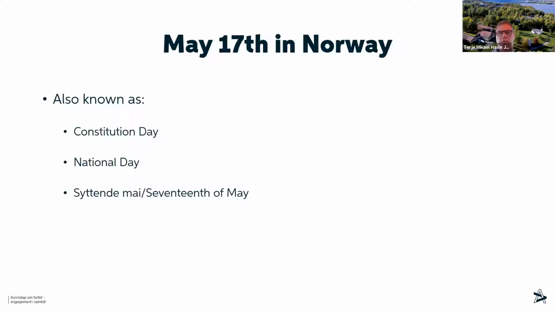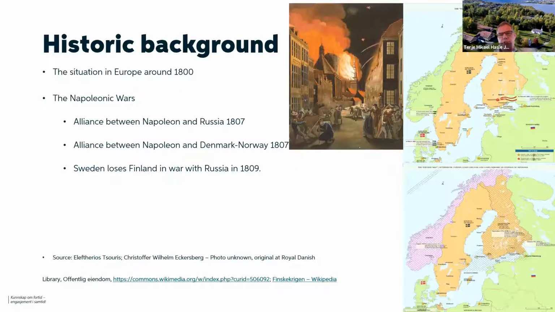So how did this all start? We have to go back around 200 years in time. We have to go back to Europe around 1800. A continent ravaged by war. Napoleon was on the throne in France. He led several wars and alliances between countries in Europe. In 1807, he forged an alliance with Russia, which proved to be important because Russia was a mighty empire. So it was important for Napoleon to have this ally.